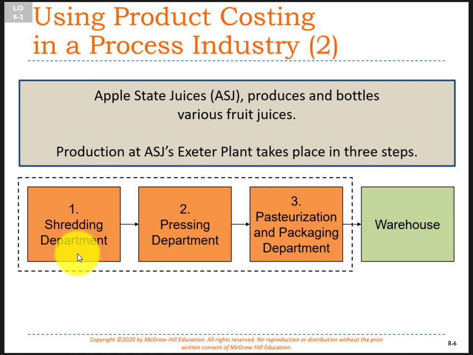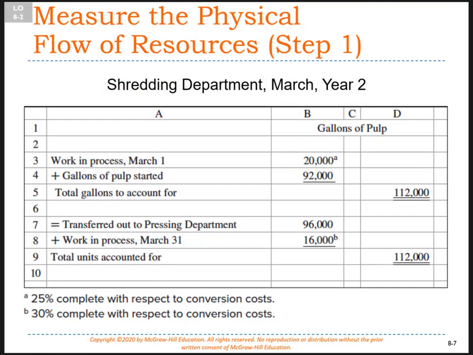As a batch is finished up in the shredding department, it moves to the pressing department. Once it's done being pressed, it moves to the pasteurization and packaging department. So we have to do our accounting and these 5 steps for each department. And as you can see here, we're going to build a spreadsheet. Once you have built the spreadsheet in Excel, it's not that hard to do each month.